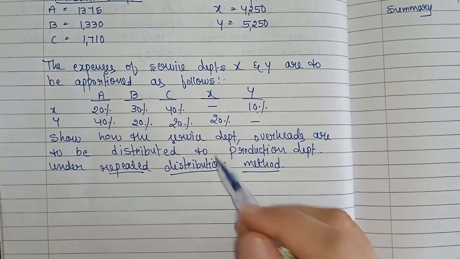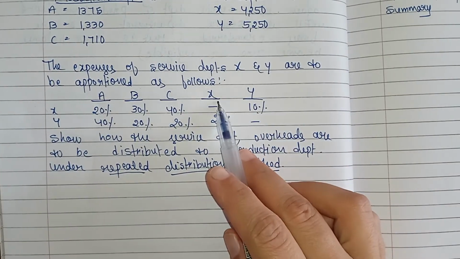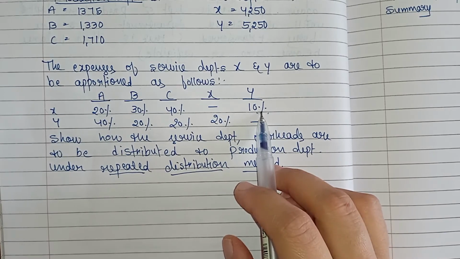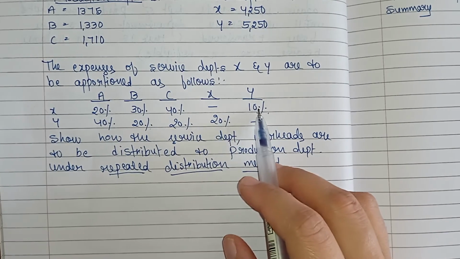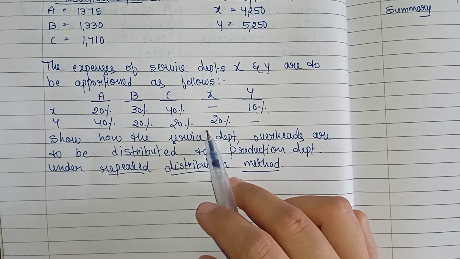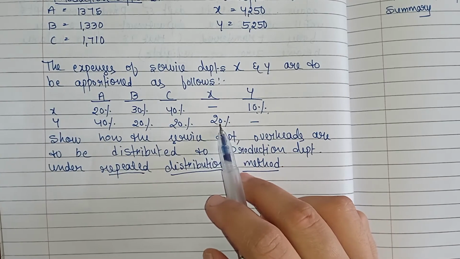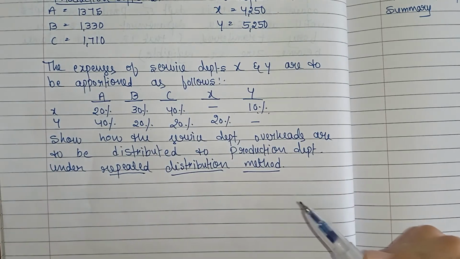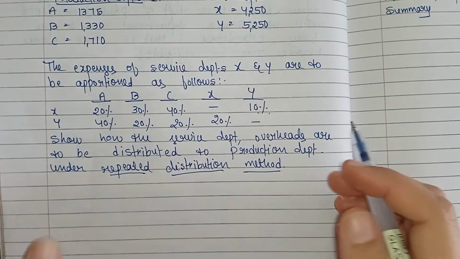In our example, X gives 10% of its cost to Y, and Y gives 20% of its cost back to X. They mutually provide service to each other. That's why we apply the repeated distribution method. Clear? So let's solve the problem.